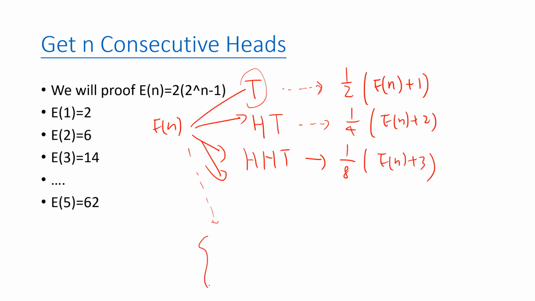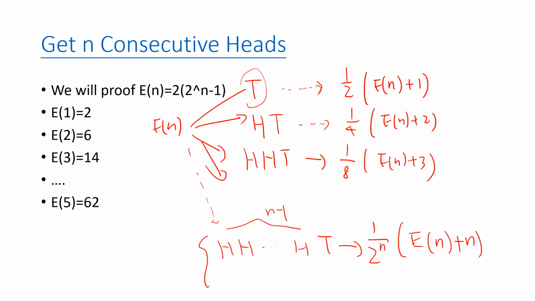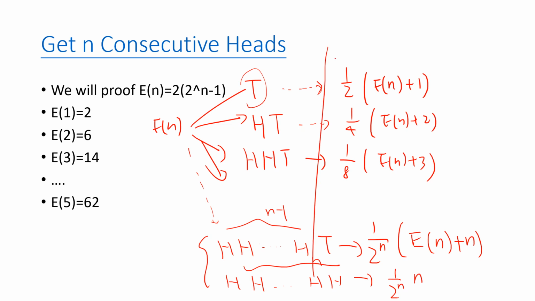The final two situations: you get heads n minus 1 times, but unfortunately on the n-th toss you fail. Basically this is 1/2 to the n, but you use n tosses. And the luckiest result is that you get n consecutive heads. This is 1/2 to the n, and you use n tosses. Summing all of these gives E of n.